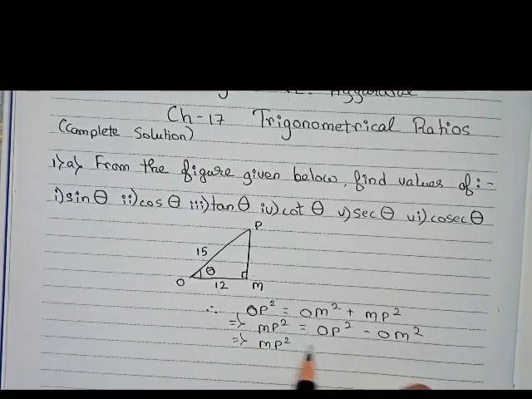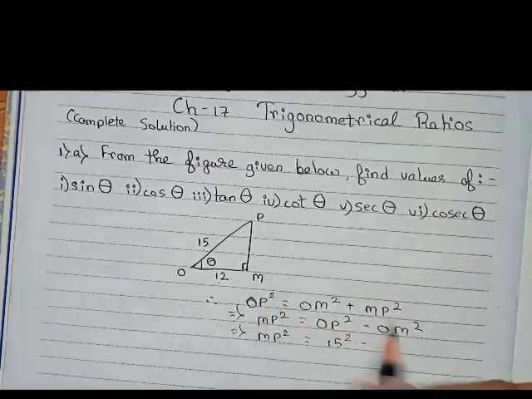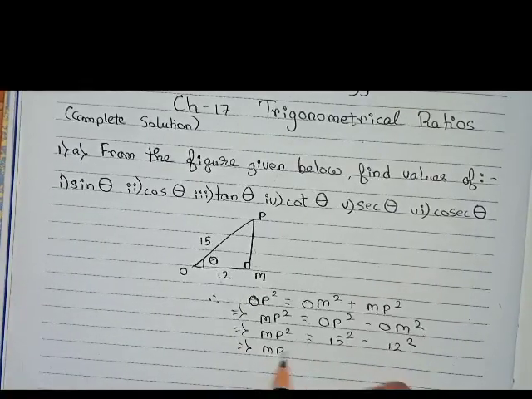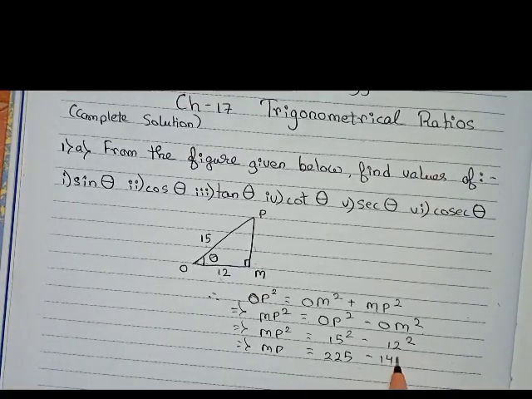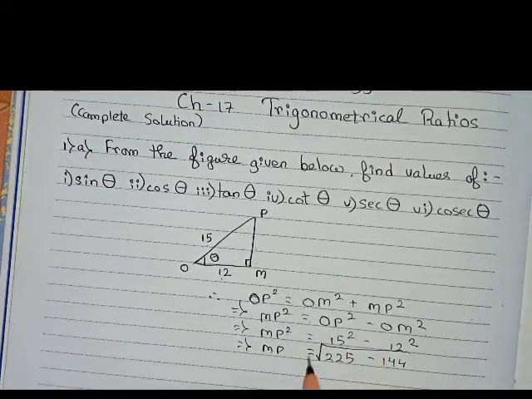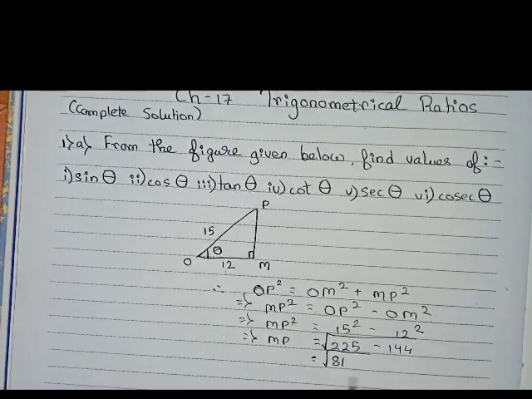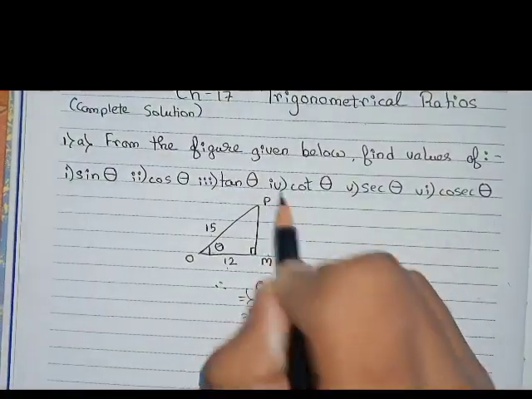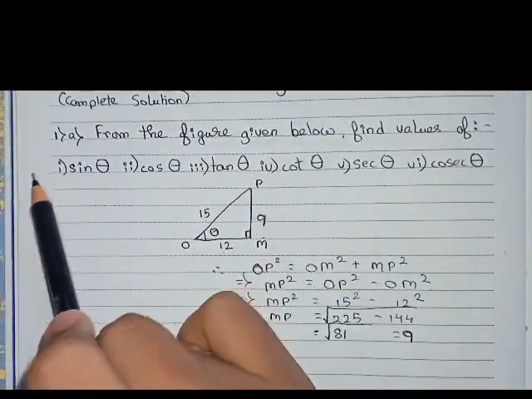So MP square is equal to OP square, which is 15 square, minus OM square, that is 12 square. So MP is equal to root over 225 minus 144. Removing this square, we are giving the root over here. So it is equal to root 81. Root over 81 value is 9. So from this we can say that the value of MP is 9. Now we have to find out these trigonometrical ratios.